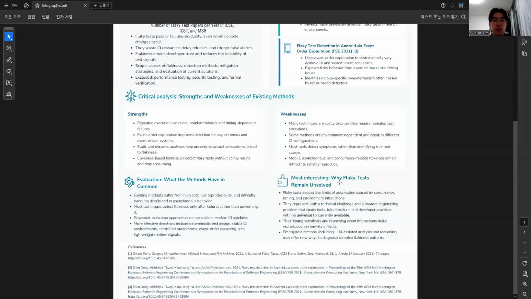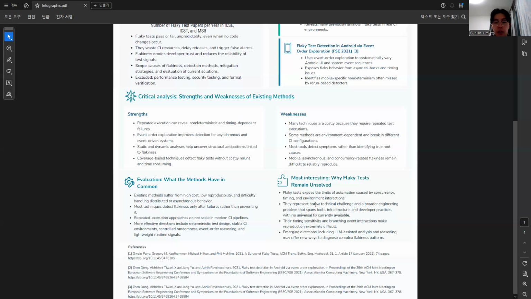So, talking about the evaluation part, what do the methods have in common? Across all of these methods, some common themes emerge. First, existing solutions suffer from high cost, low reproducibility, and difficulty handling distributed or asynchronous behavior. Most techniques detect flakiness after failures occur rather than preventing them. And repeated execution simply does not scale in modern CI systems.